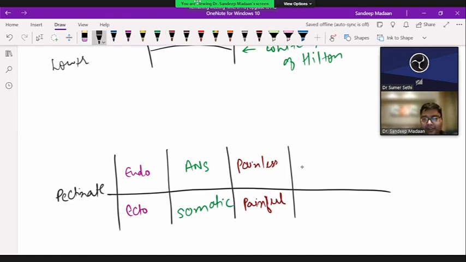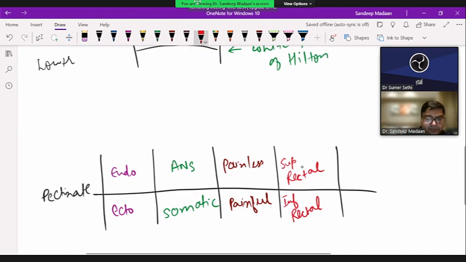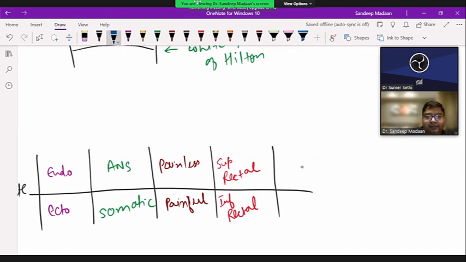Above, which artery is supplying? Superior rectal artery majorly. Okay, it is the superior rectal artery. And here we have the inferior rectal artery. Above we have portal vein, and below we have systemic vein.